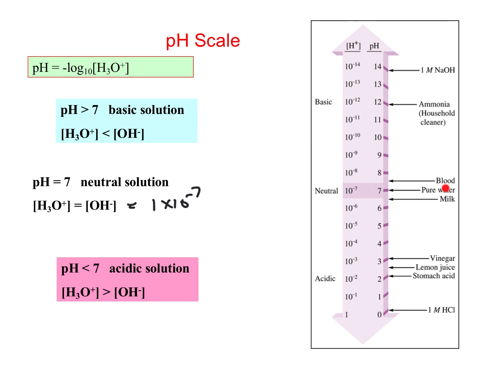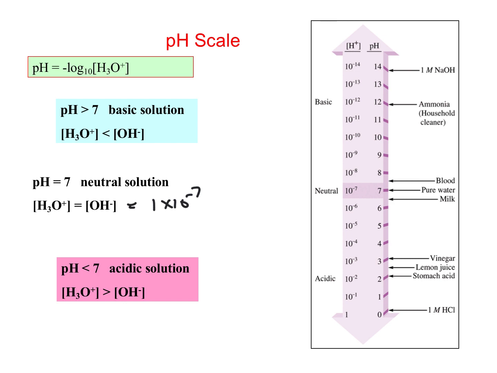So pure distilled water would have a pH of 7. It would be considered neutral. Milk is slightly acidic. Things like vinegar, lemon juice, or stomach acid are quite a bit more acidic. Or if we had 1 molar of the strong acid HCl, that would be a pH of 0.